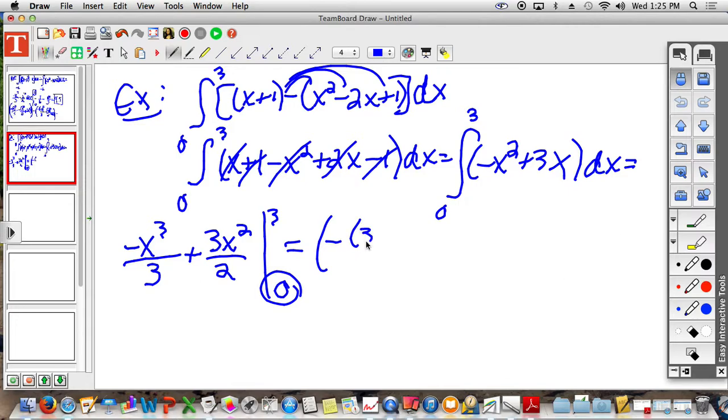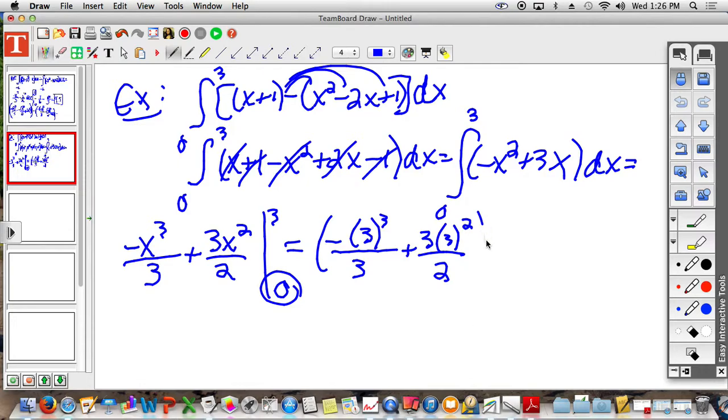So on the top, we have negative x cubed. Well, x is 3, so we have negative 3 cubed divided by 3. Well, 3 cubed is 27. We have a negative 27 that has to be divided by 3. What is negative 27 divided by 3? It's going to be a negative 9. So this first part is negative 9, but we have to add on to it 3 times 3 squared divided by 2. Well, 3 squared is 9. 9 times 3 is 27. And we have to divide that by 2. So we have 27 halves.